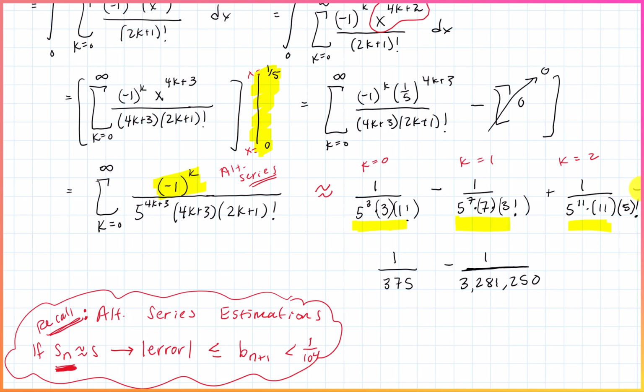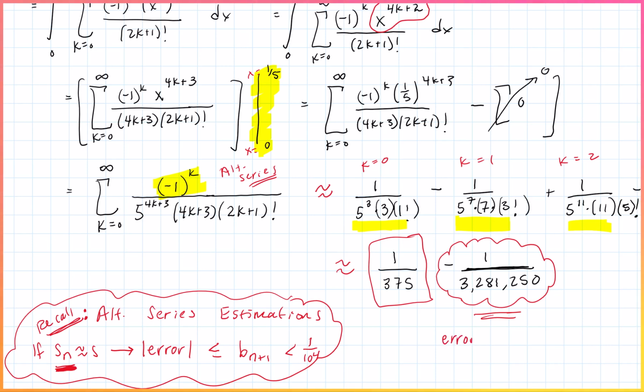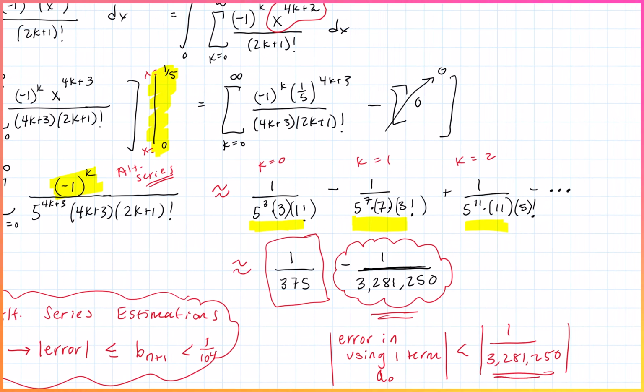I'm not even going to go any further because right there, notice that if we just took this value as our approximation, if we just took the first term, which is the 0th term in our notation because we let k start at 0, the error in using just one term, just the a sub 0 term, is less than the absolute value of 1 over 3,281,250, which is clearly less than 1 over 10,000. The denominator is so much bigger.